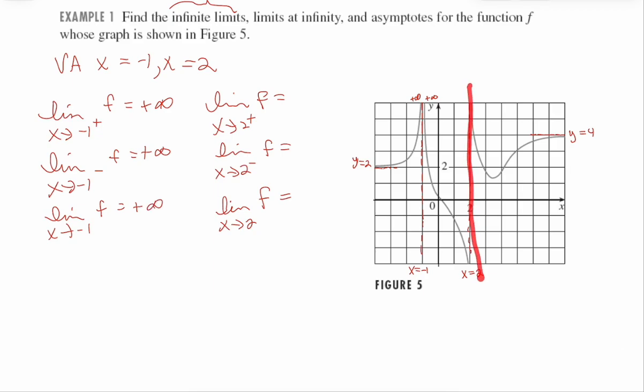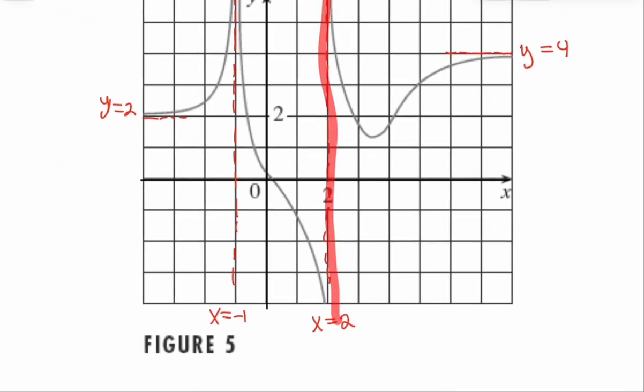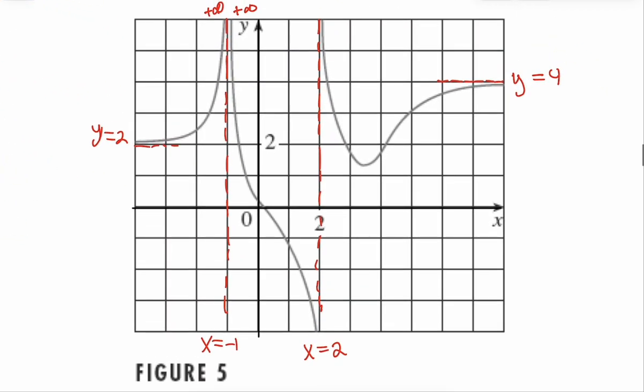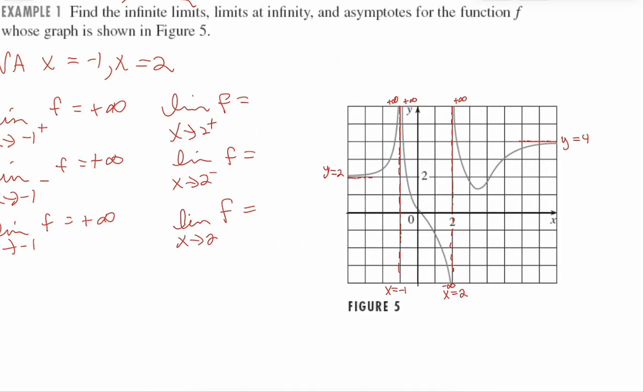Now let's approach 2 from both sides. Let's go to the picture. From the right side, we're going to positive infinity. From the left side, we're going to negative infinity. Let's put those in their proper locations. This is right side going up to positive infinity. Left side's going down to negative infinity. They do not match, so this does not exist. Like any limit, if they don't match, then the limit doesn't exist, even for infinite limits, okay?